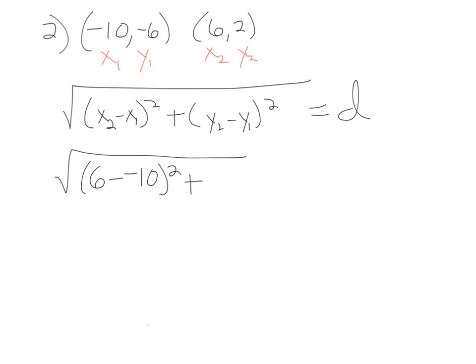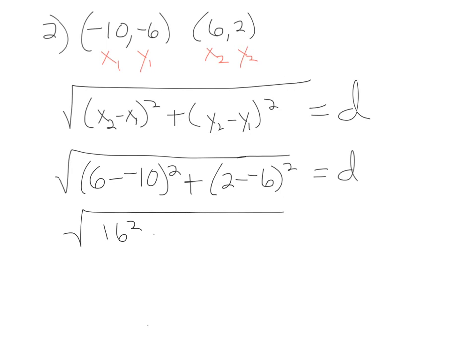2, take away negative 6, quantity squared. And you take the square root of all that equals d. 6 take away negative, that's plus. That's 16 squared. Two take away negative 6, that's actually plus, that would be 8, and then squared. You cannot split this radical apart because of addition, so keep going.